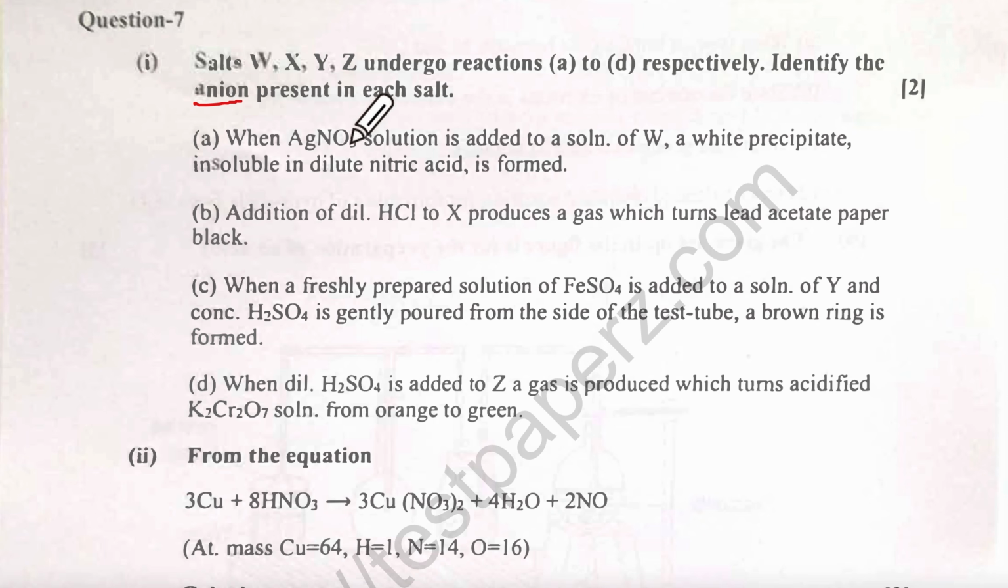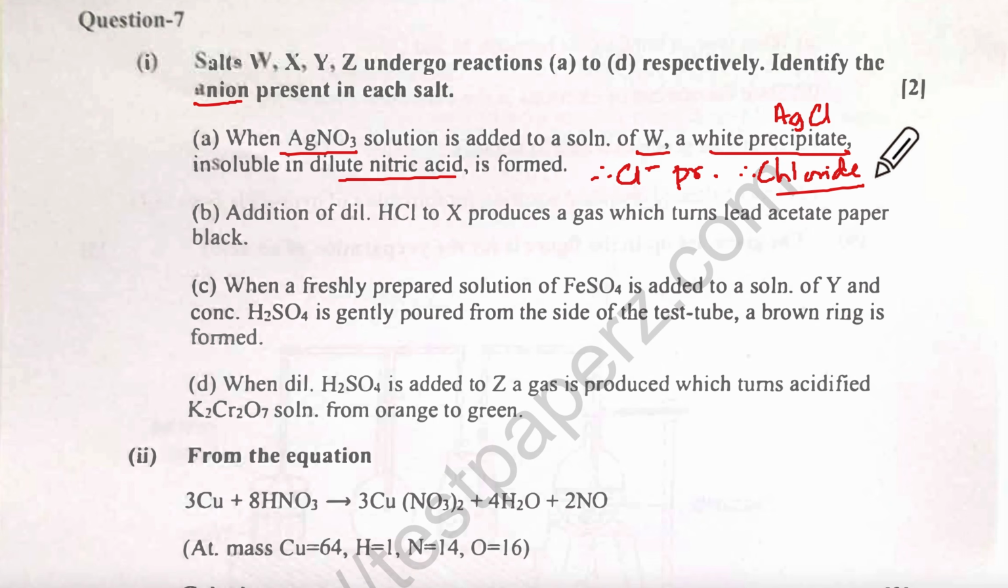Identify the anion. AgNO3 added to W. White precipitate of Ag will be AgCl, which is insoluble in dilute nitric acid. Therefore, it will be Cl minus present. Therefore, you will write over there chloride. Spell it out. I'm not spelling it out, but you have to mention it like this, okay?